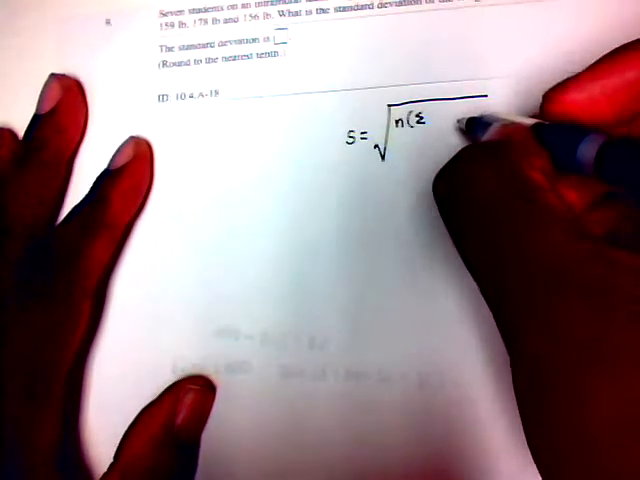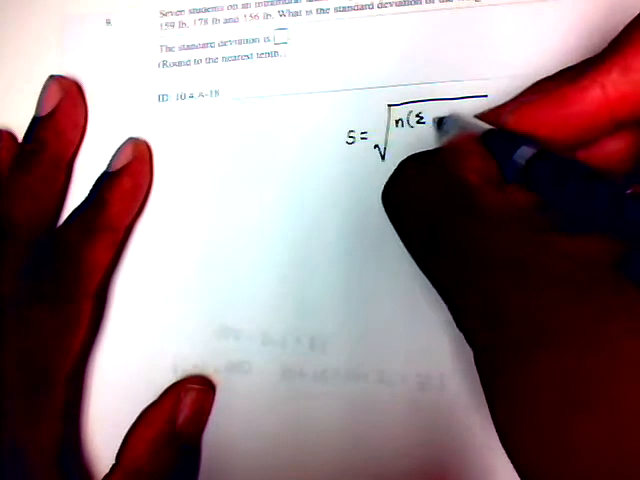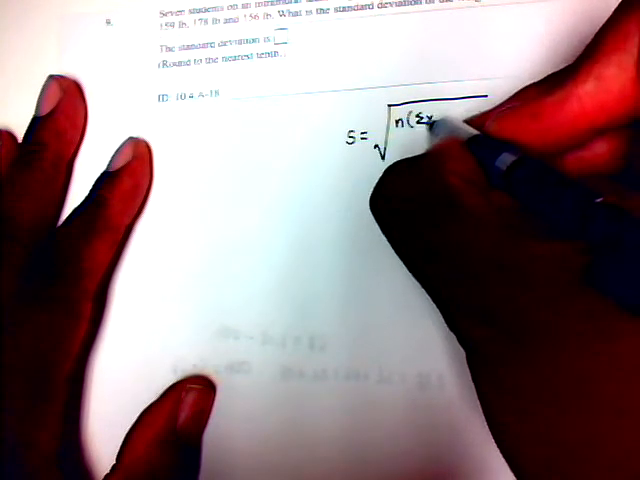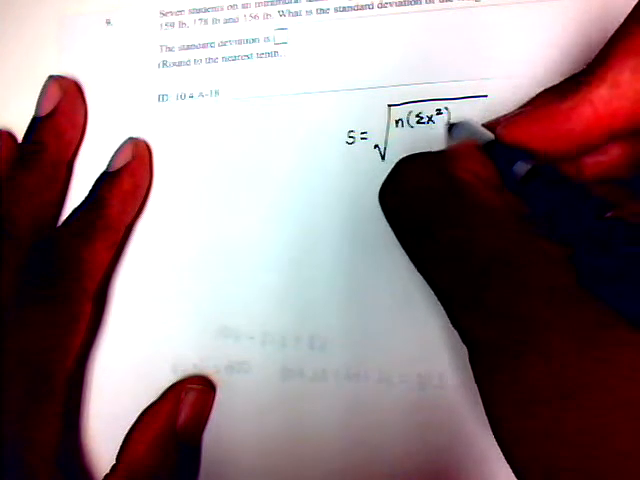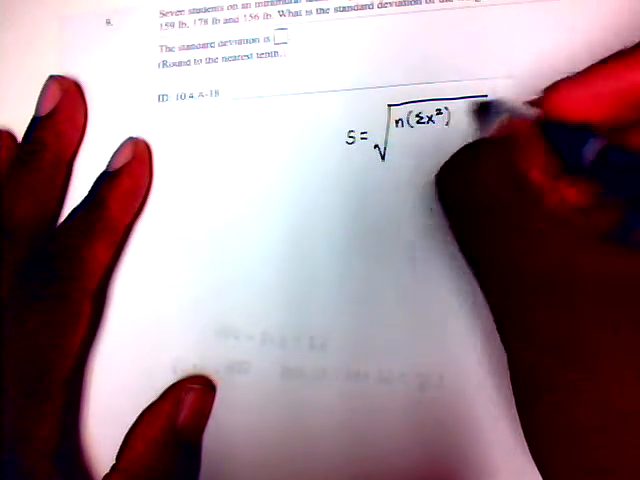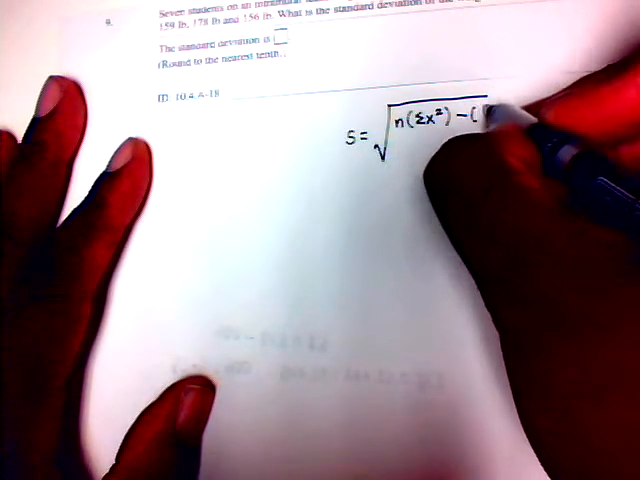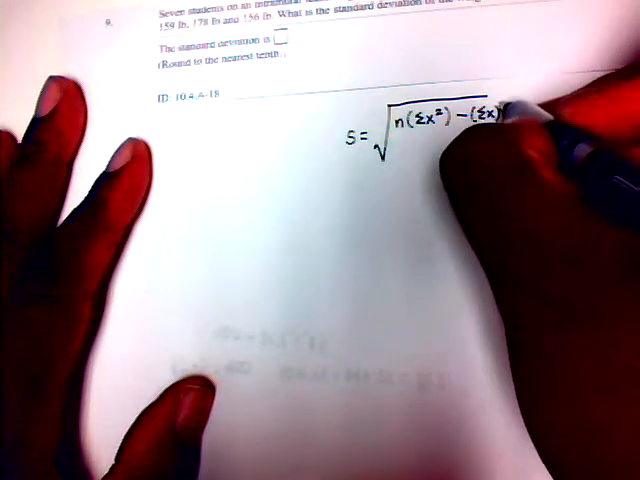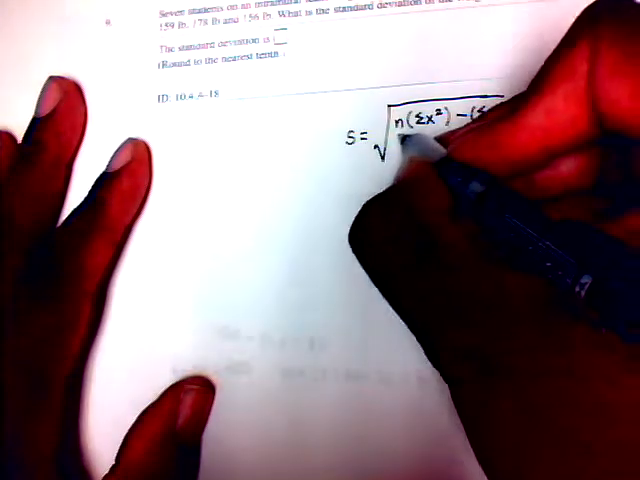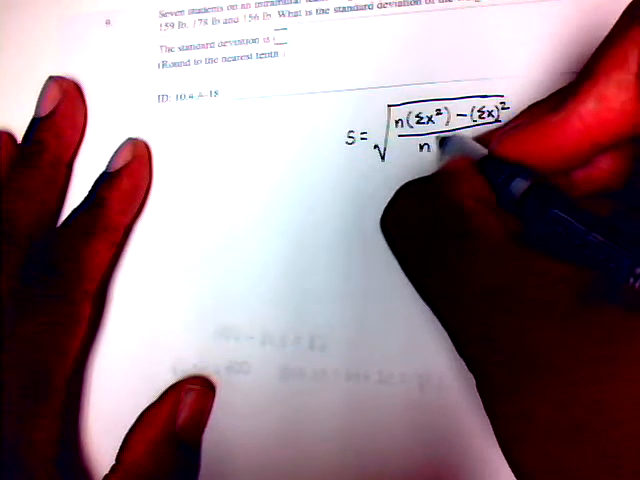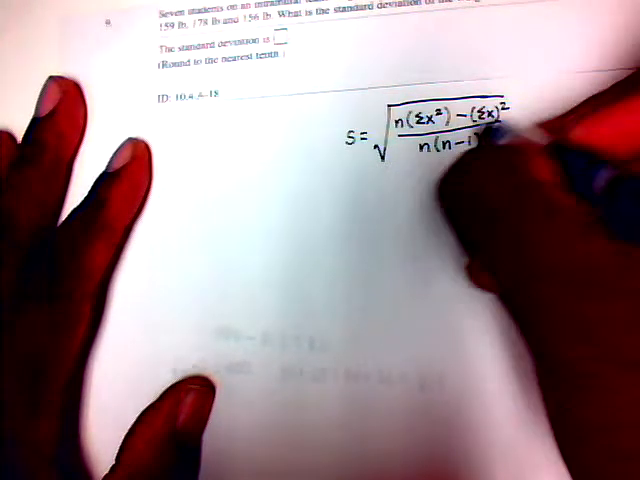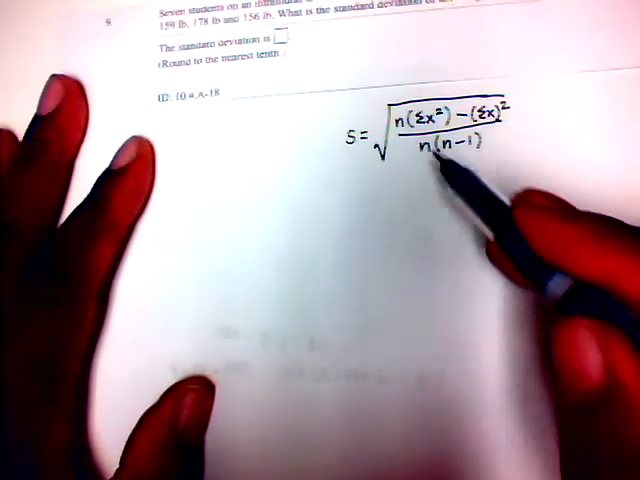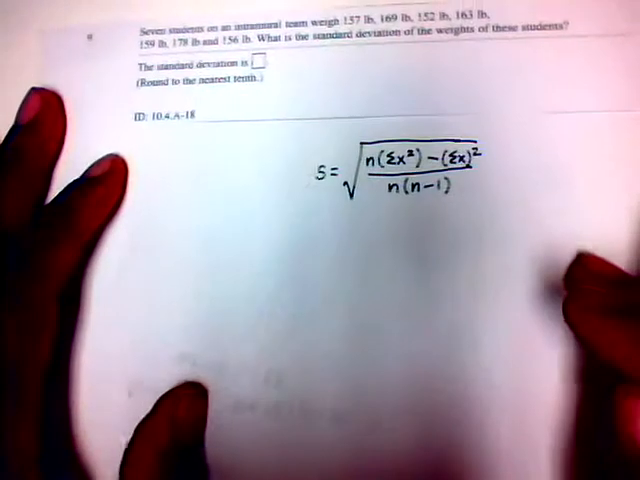Now, this symbol represents the sum. It's the summation of the square of your x's, minus the square of the summation of x, and that's divided by n times n minus 1. And n is the number of data values that you have.